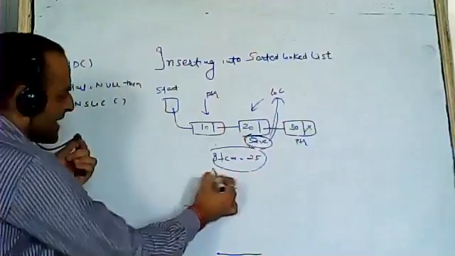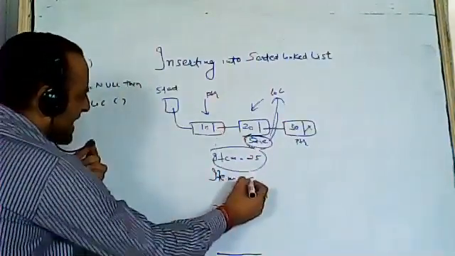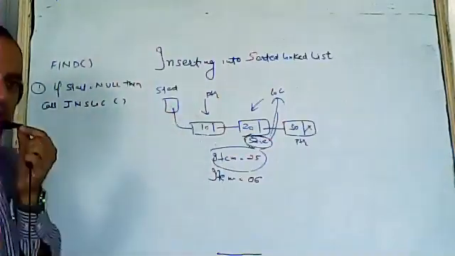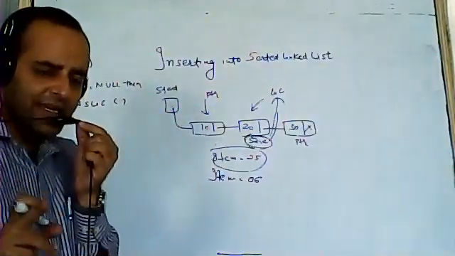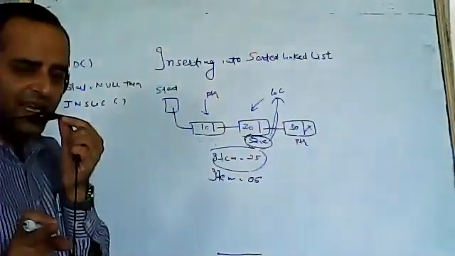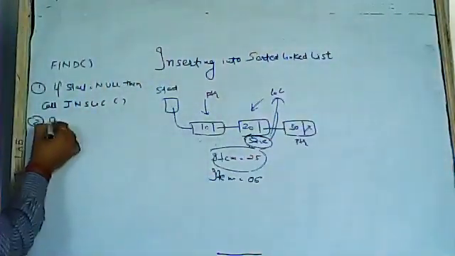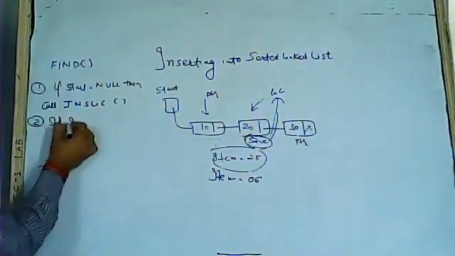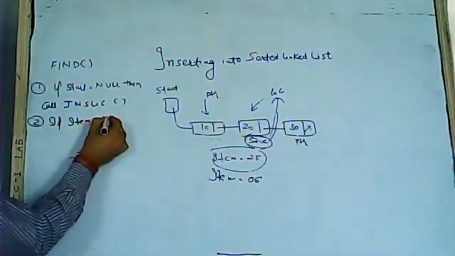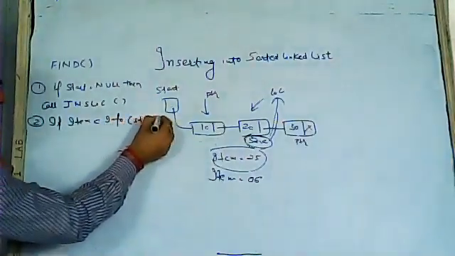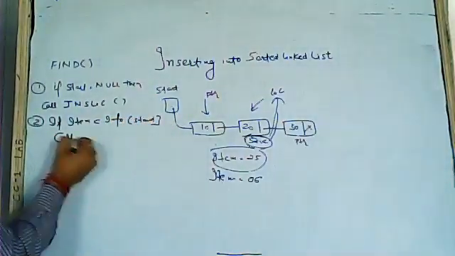But suppose the item you are inserting is 6. So 6 is less than info of start. So again it will be inserted at the start, at the beginning. So second step: if item is less than info start, I will call insert location.